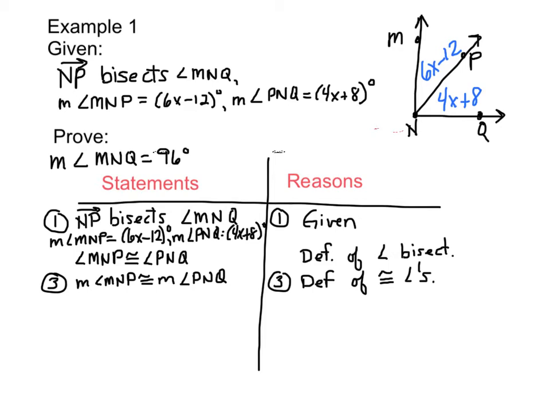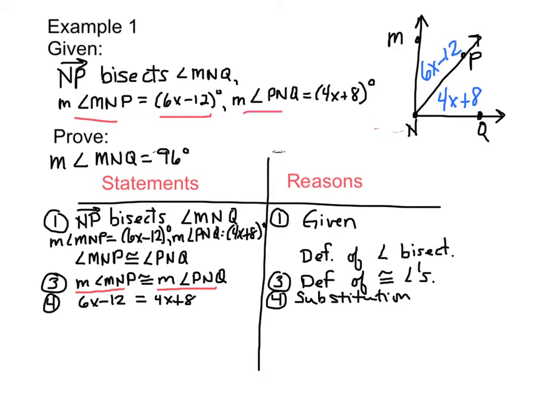Now, being that we know that this angle and this angle are equal, we take step 4. I know you're loving this. And we're going to say that the measure of angle MNP, it's 6x minus 12, is equal to 4x plus 8. Why? How'd you do that? You used substitution. Substitution says we're plugging something in, because right up here it said that this is equal to this and this is equal to this, so we can use substitution.